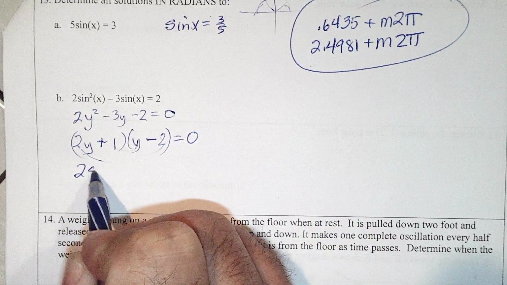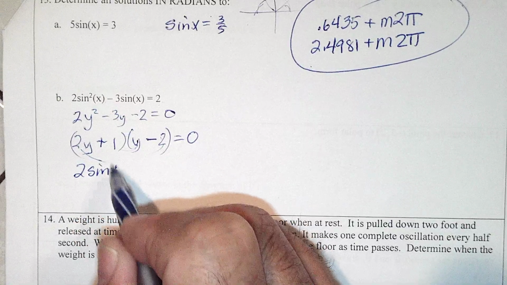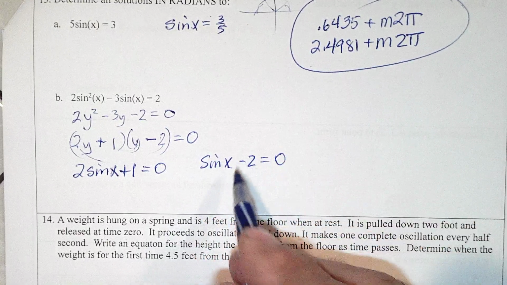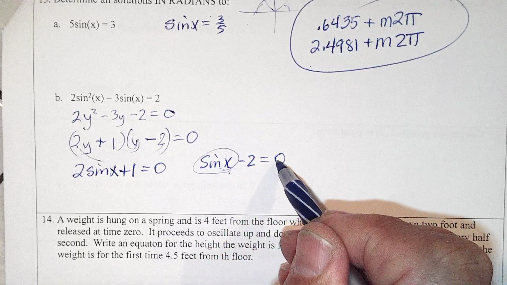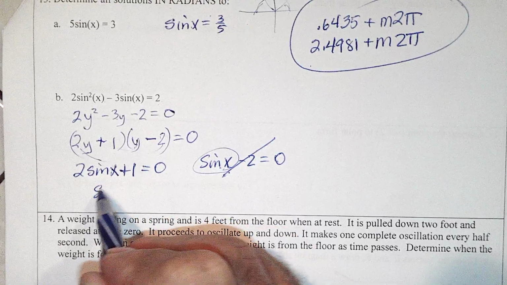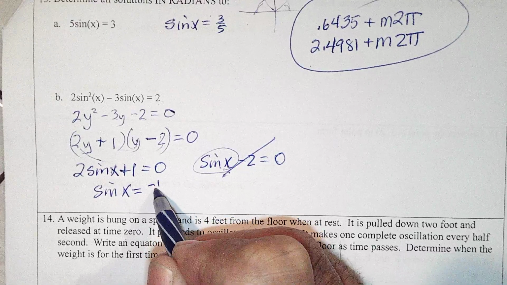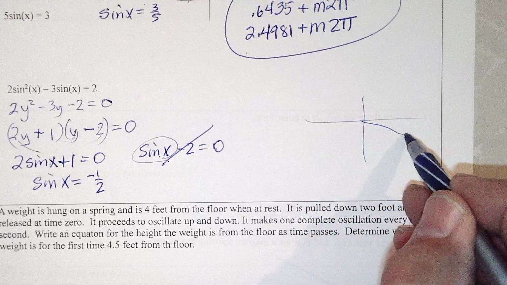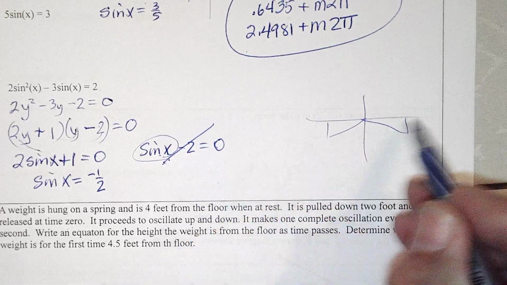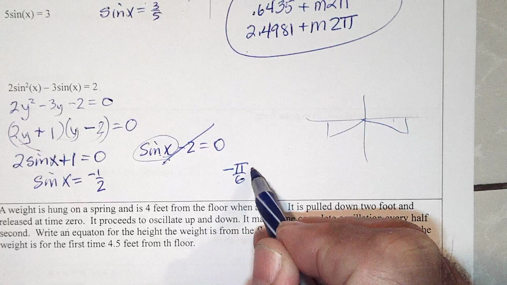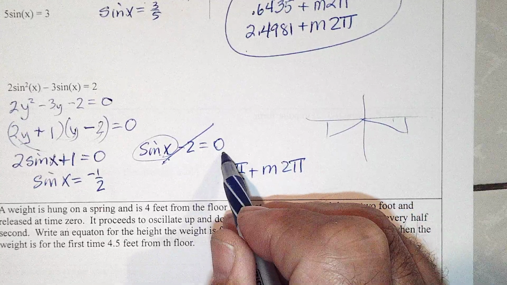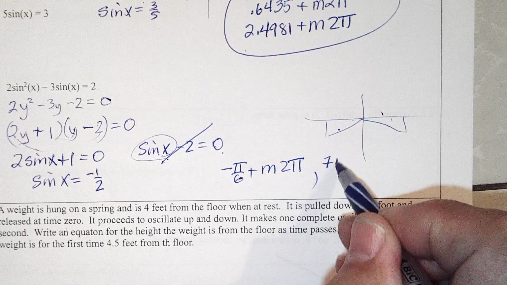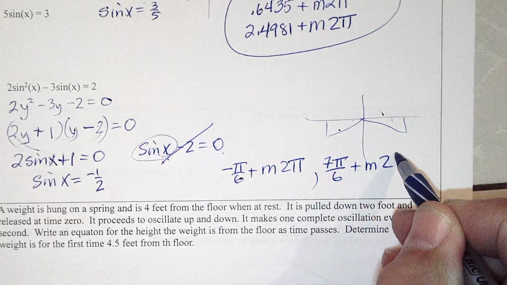So I have 2 sine of x plus 1 equals 0, or I have sine of x minus 2 equals 0. This can't happen because this says sine would have to be 2, so there's no solutions there. This says sine of x equals minus 1/2, and sine is minus 1/2 here and there, so it's minus pi over 6 plus multiples of 2 pi, and also 5, 6, 7 pi over 6 plus multiples of 2 pi.